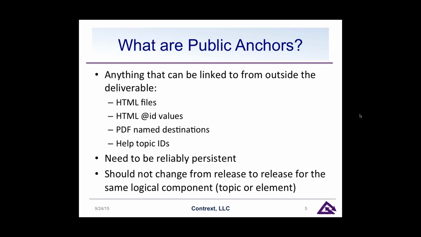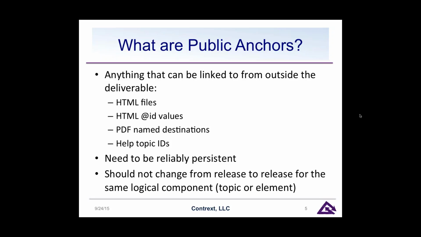Those become public anchors as well, because again, I can create a link into those HTML files, use those IDs, go right to a particular place. Within PDFs, you have what they call named destinations. So at least for certain PDF readers, you can link straight into specific places in PDFs. And of course, if you have a help system, those help topics have IDs and so forth. So depending on how you're delivering the content, there's going to be some form of public anchor that people can link into it. HTML and PDF are obviously the ones that we're most familiar with.